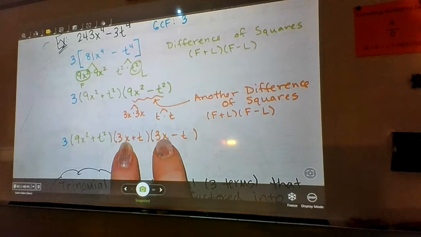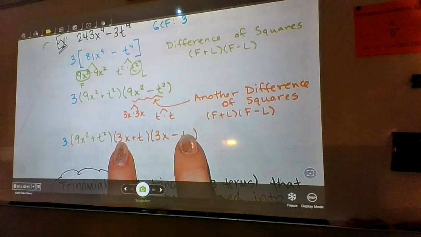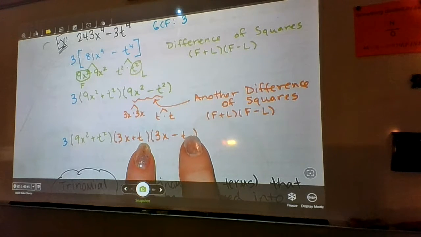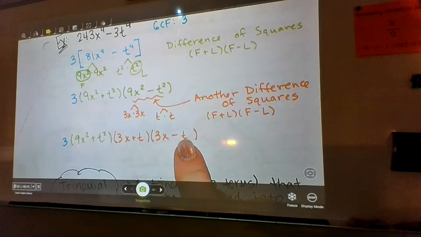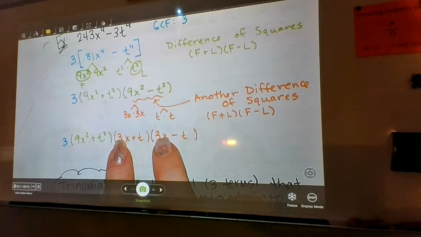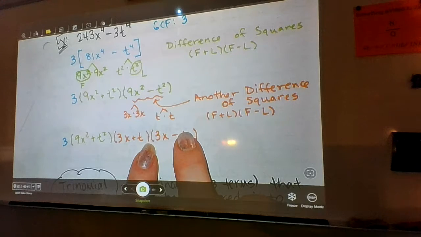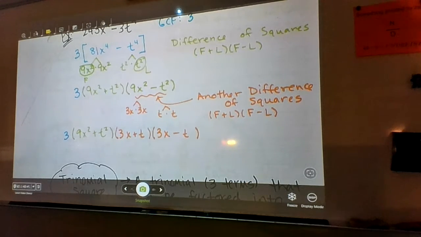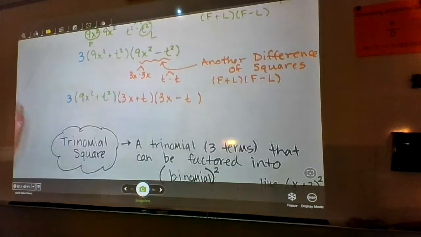When I FOIL this out, I'll have 9x squared, and then minus 3xt plus 3xt. Those two cancel out. And then t times negative t would be negative t squared. So in this pattern, I'm always going to have this term squared subtracting this term squared. It's never going to be adding, so that one can't work. Okay, it has to be some difference. That makes sense now.